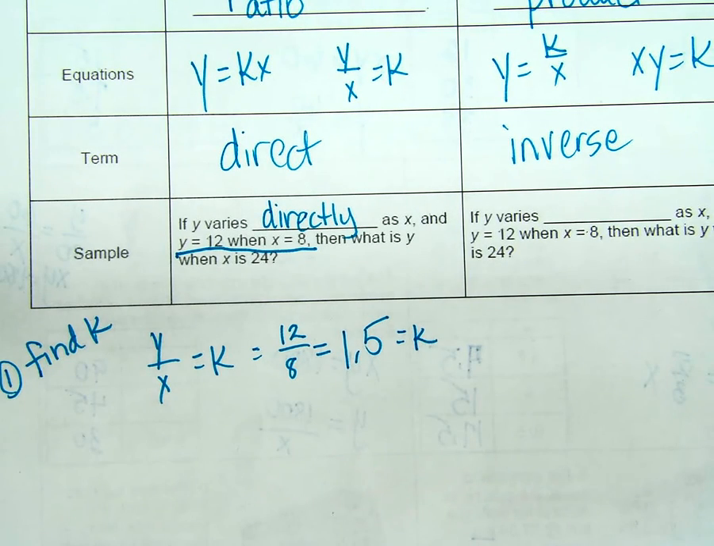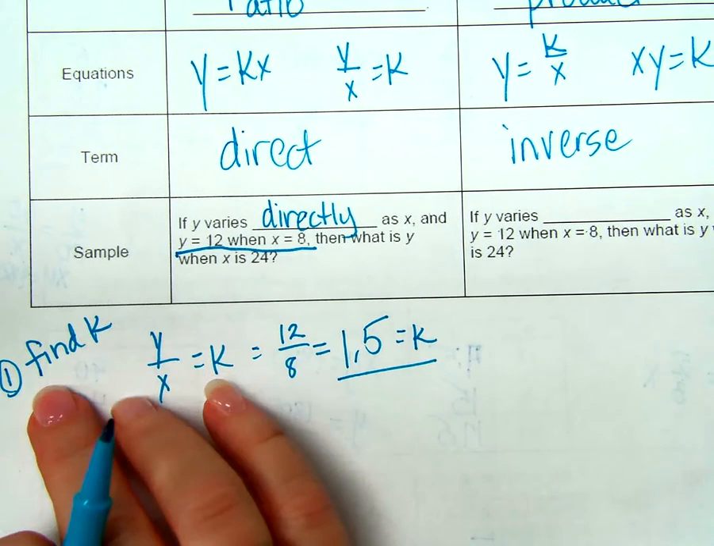All right. K is 1.5. Okay, so is k 1.5 in every problem? Dang it. I wish it was, right? That would be nice. But it's not. We have to use the information we're given to find k.